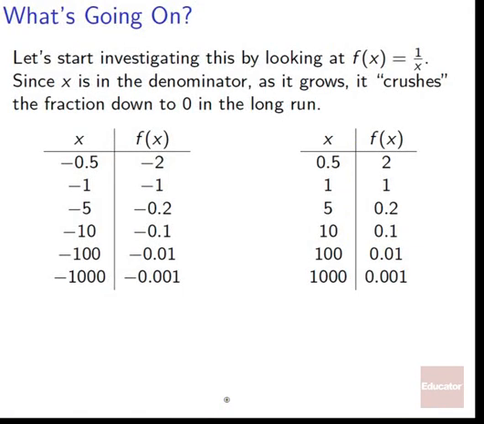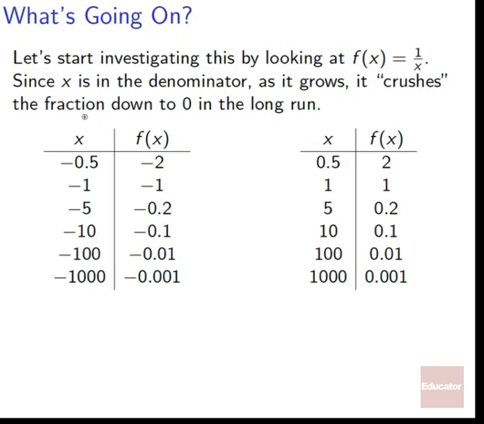So let's start by investigating f of x equals 1 over x. Since x is in the denominator, as it grows really, really large, this giant denominator crushes the numerator, right? The numerator just stays still. It just stays at 1. But the denominator gets big, right? It has x, and so it's able to march out forever. So as it gets really, really big, it crushes the numerator down to 0 in the long run.